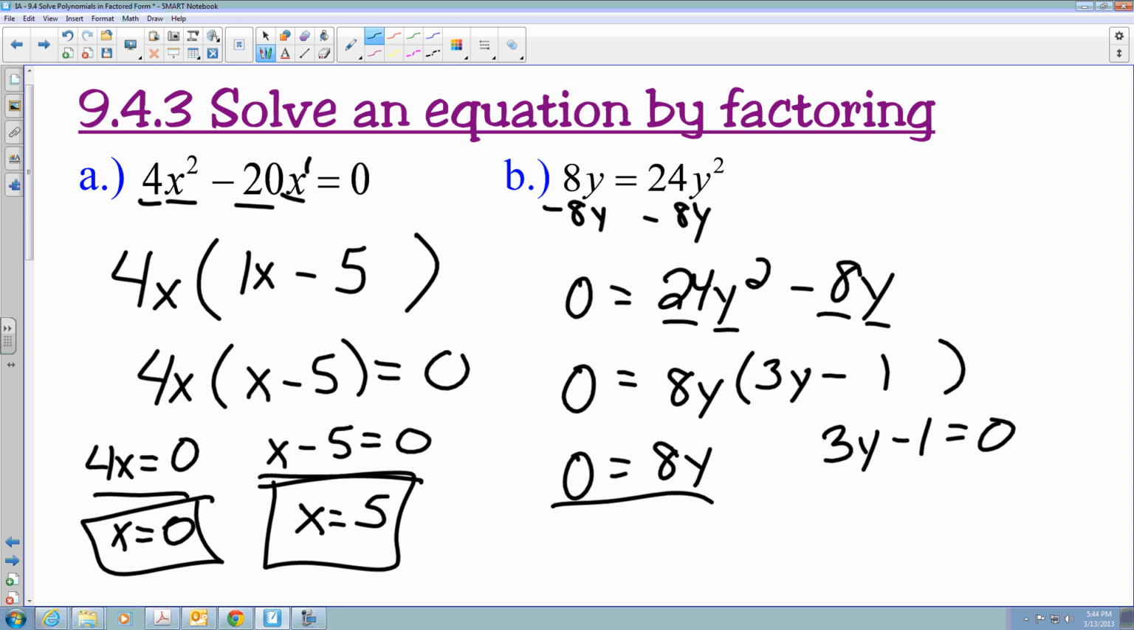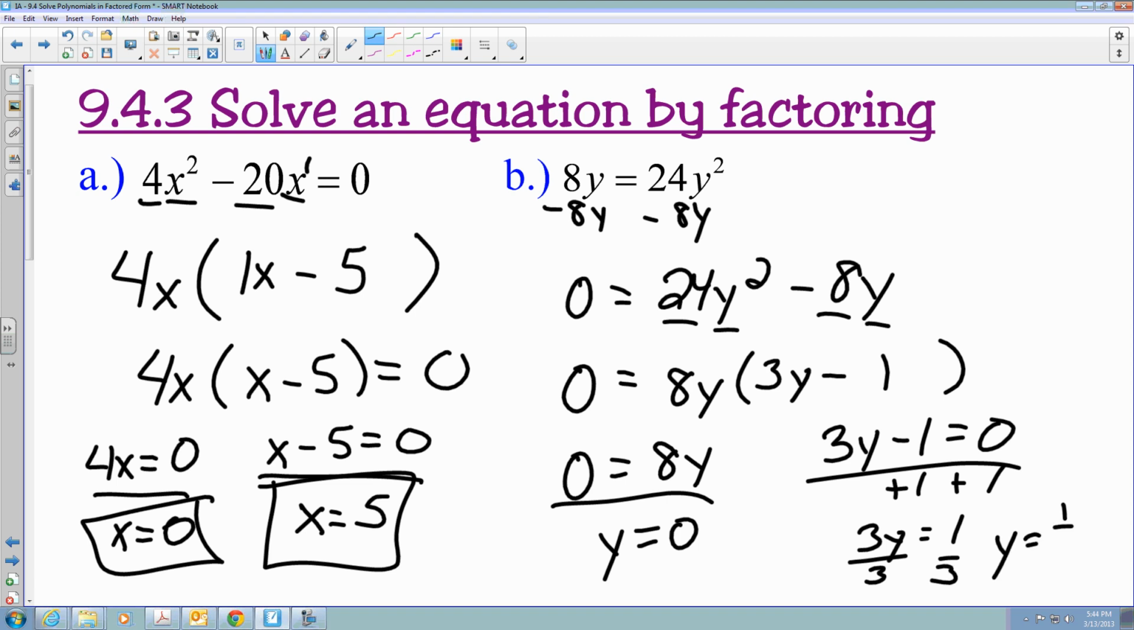So for this equation here, y must equal 0, and then for this equation, I must add 1 to both sides, which then gives me 3y equals 1, divide both sides by 3, and now y would equal 1/3. So y in this case must either equal 0 for this to be a true statement, or y must equal 1/3 in order for this to be a true statement. Okay?